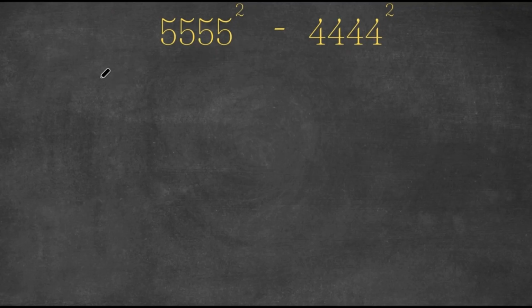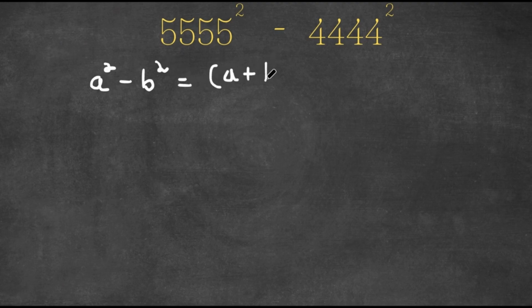And if we have something in the form a squared minus b squared, this can actually be written as a plus b times a minus b. So in this case, 5,555 would be a, and 4,444 would be b. So now all we have to do is simply plug these values in for a and b.